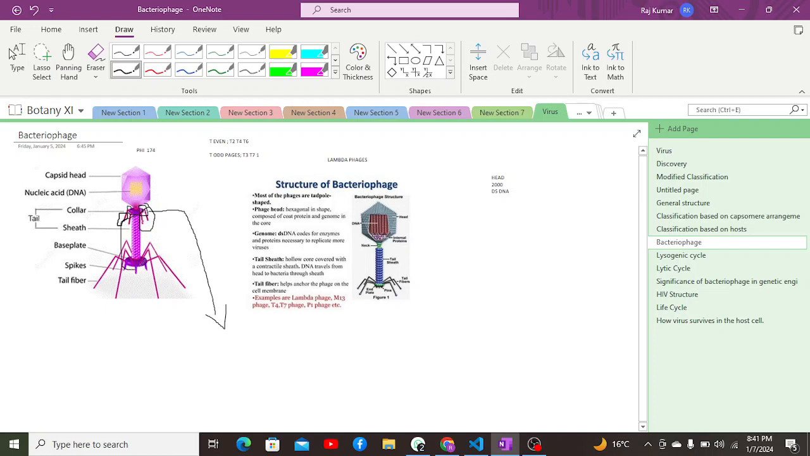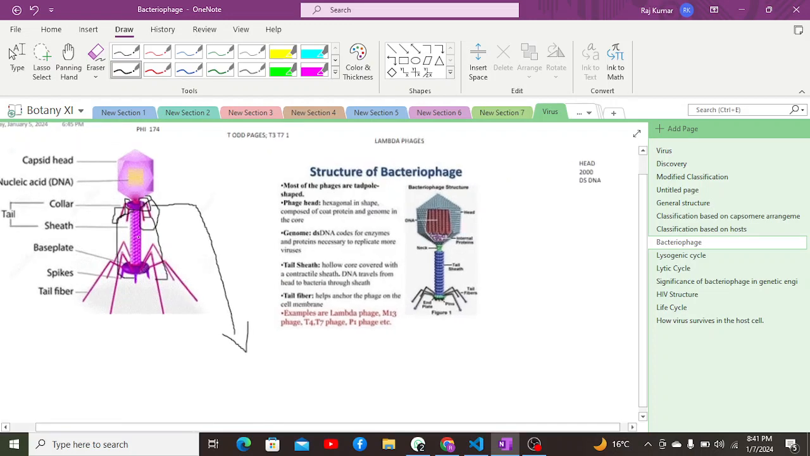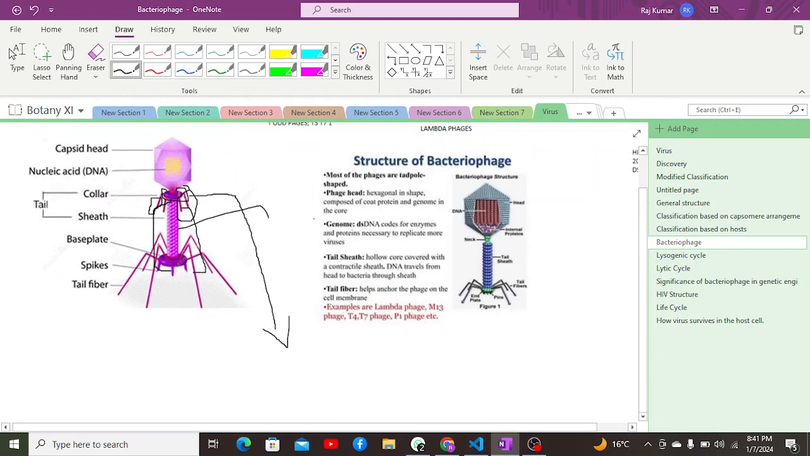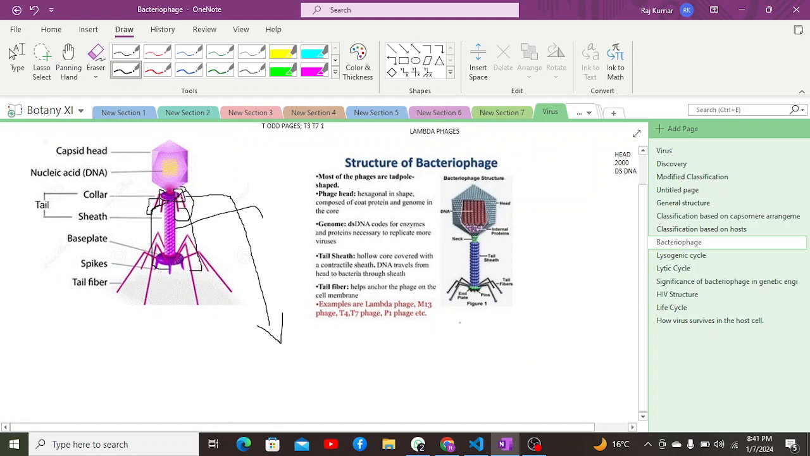This complete elongated structure is known as the tail, which is basically rod shaped, and this tail part has two major sides. The first side is the inner tail. As you can see in the diagram, let me just try to draw a diagram which can help you understand how the structure looks.